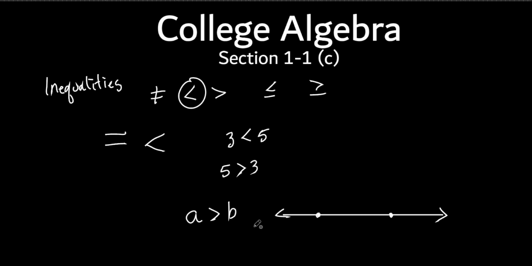So if A is greater than B, then the greater number always has to be where on the number line? The right-hand side. So if A is greater, if it's bigger than B, A has got to be here, and B has got to be there. Does that make sense? Yep. Yes.